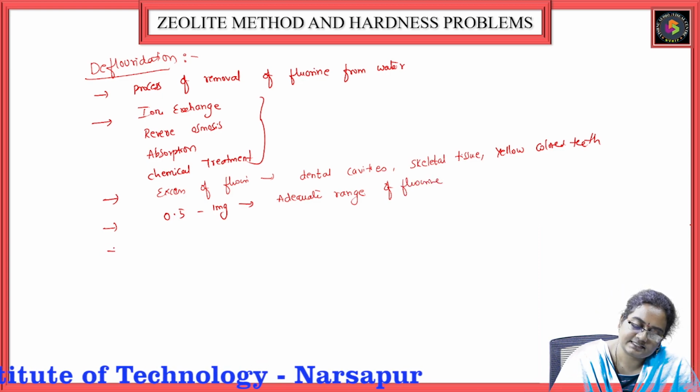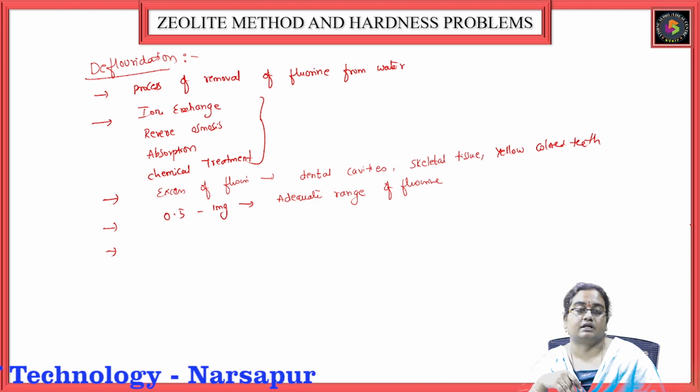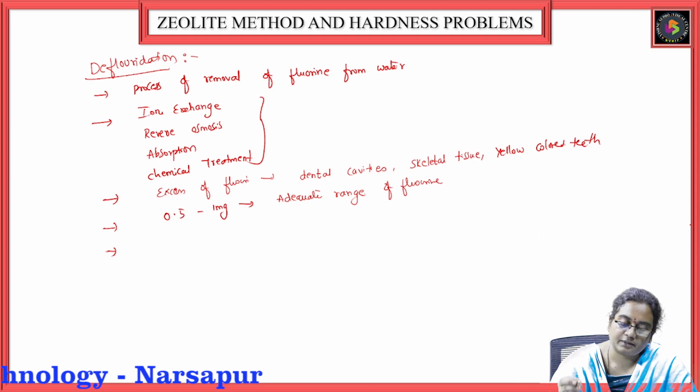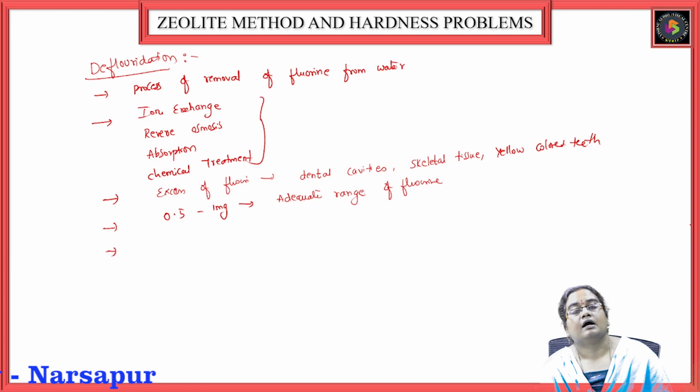But in some areas the fluorine is at a very high amount, reaching up to 10 milligrams also. So to overcome that problem, we need to go with the defluoridation process.